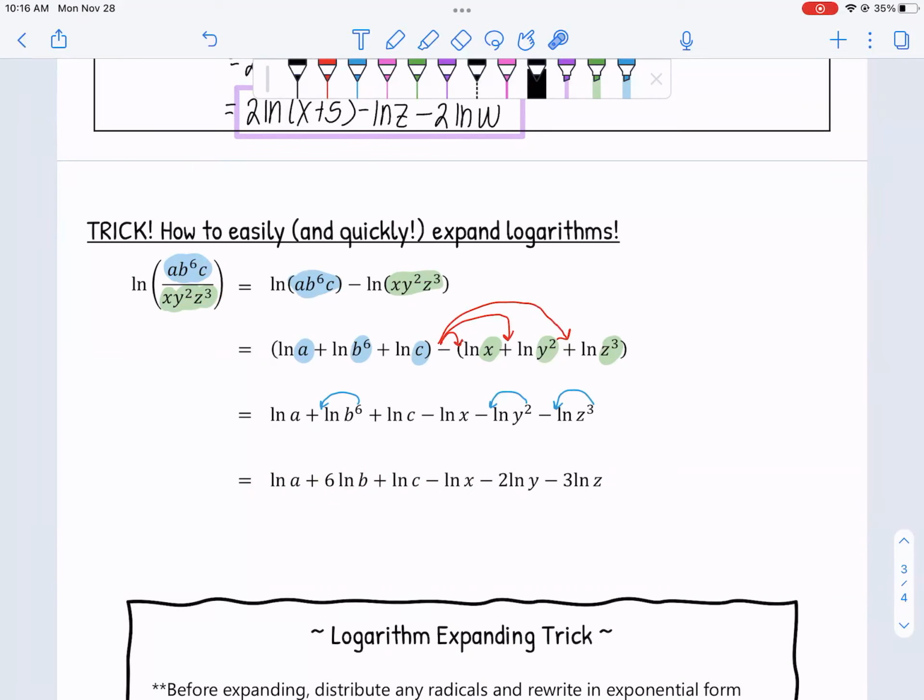And then it's just exponents in front. A is in the numerator, ln a, positive ln a. B to the 6 is in the numerator, 6 ln b, positive. Y squared is in the denominator. 2 should be out front, and it should be a minus in front because y is in the denominator. Minus 2 is the exponent, minus because the denominator, ln y.